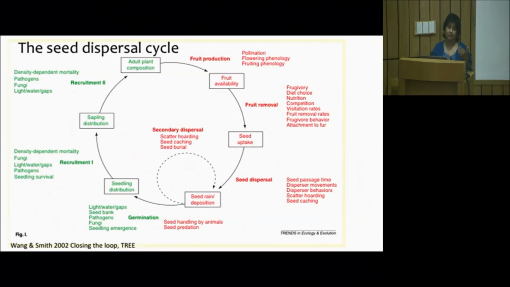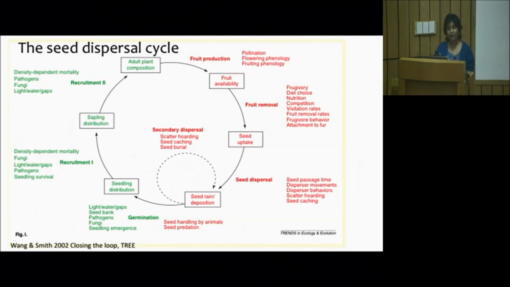Seed dispersal is also dependent on multiple things like gut passage time, the movement of a disperser, and, if it is being secondarily dispersed, whether it's scatter-hoarded and cached by various secondary seed dispersers. The seed dispersal creates a kind of template on which seeds are arriving, and this is like seed rain or deposition of seeds. After this is the germination stage.